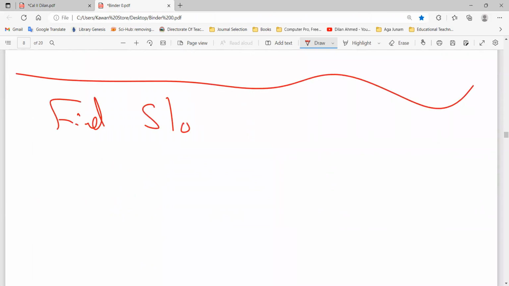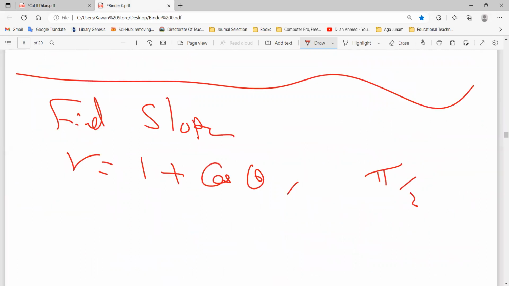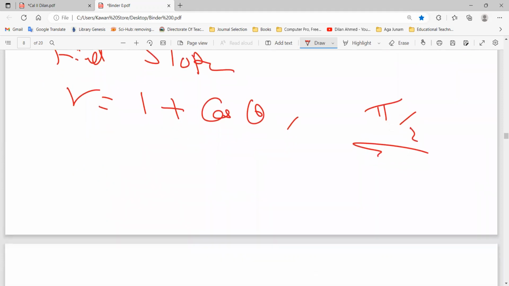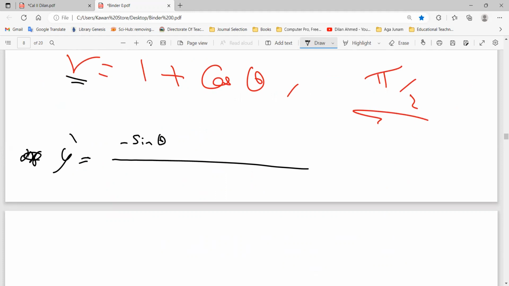Find the slope when r equals 1 plus cosine theta, and theta is equal to pi over 2. I'm going to take that one. So how do we answer that question? By derivative, of course. So we say the derivative y prime is equal to the derivative of r, which is minus sine theta, multiplied by what?